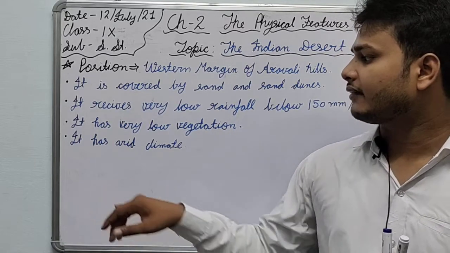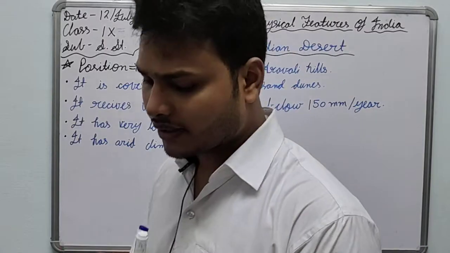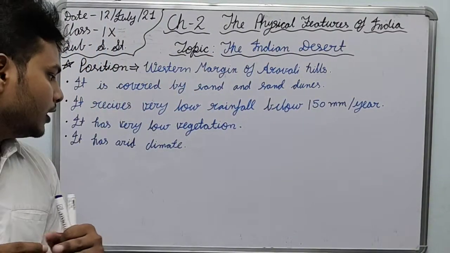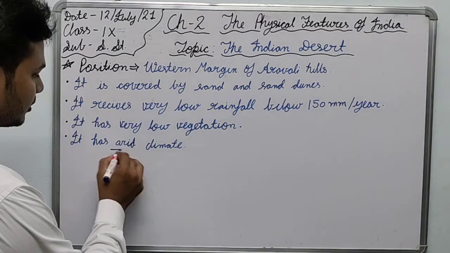Okay, and after that it has an arid climate. What is the meaning of this arid? You can say that an arid climate means the desert climate. Arid or desert, we can say.